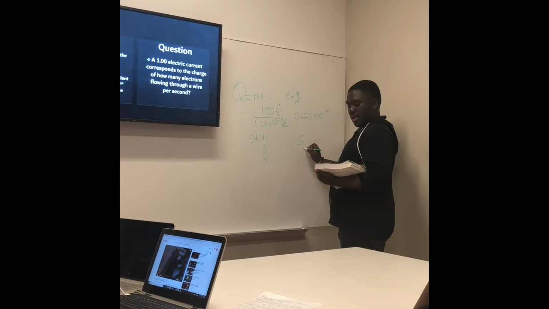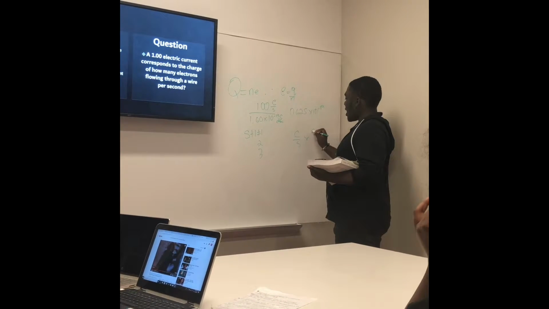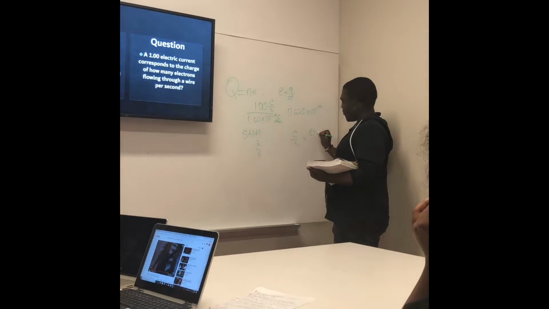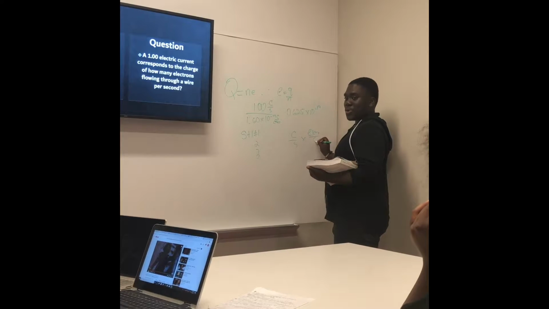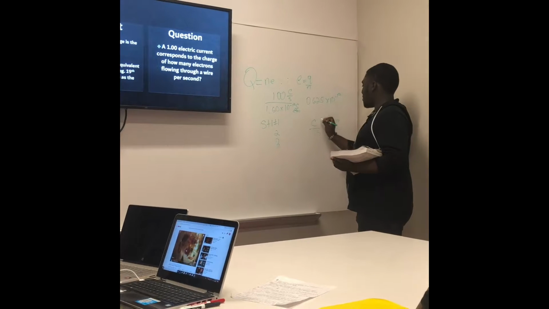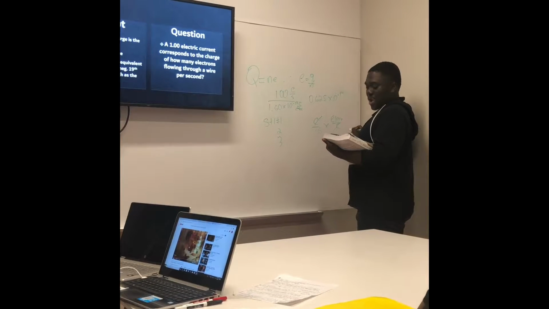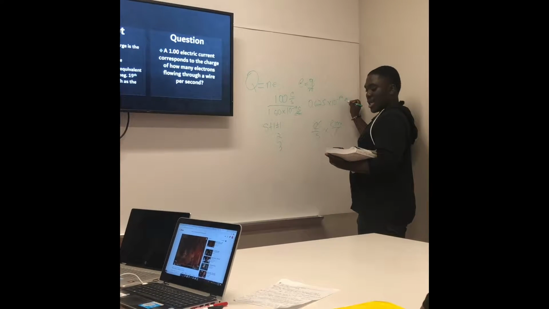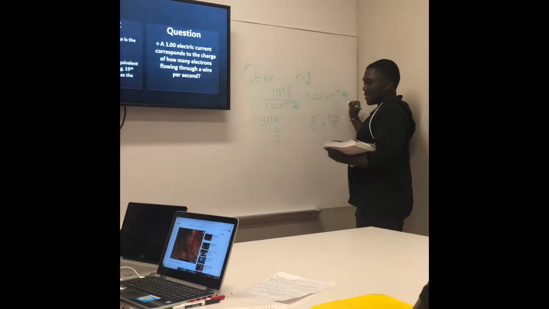Coulombs over seconds times electrons over coulombs. And what do we do, students? Cross out coulombs. So now electrons will be over seconds.